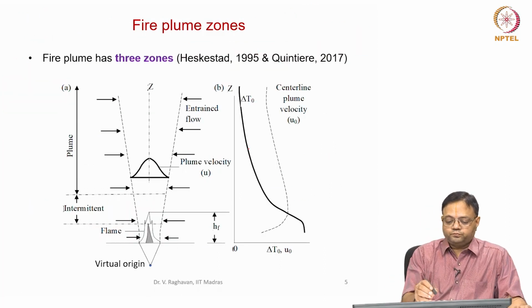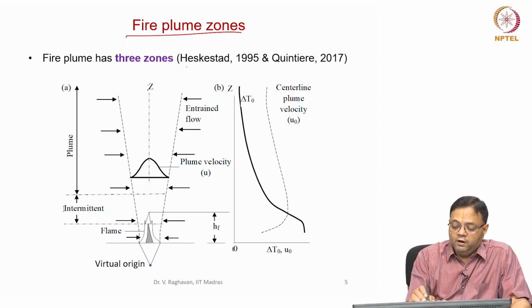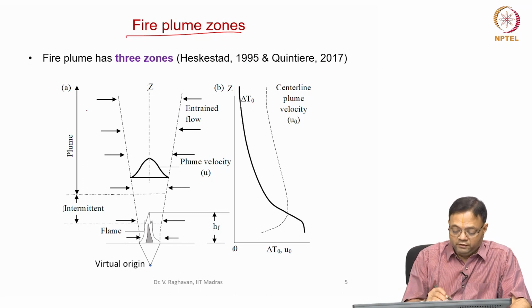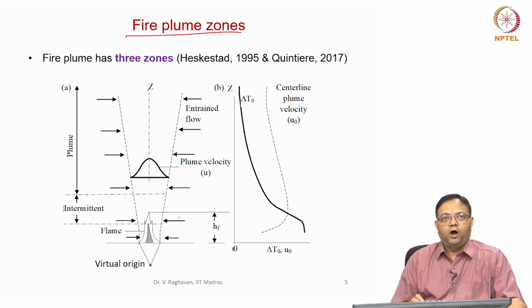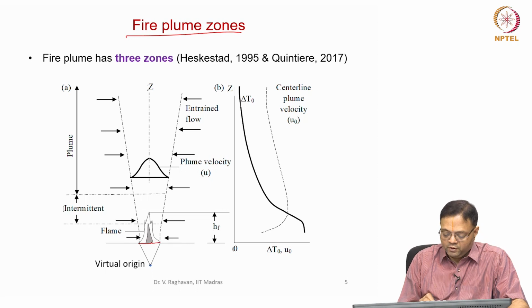Now, the zones of a fire plume will be discussed here. As per Quintiere in 2017 and Heskestad in 1995, this is a typical picture or schematic showing the zones in a fire plume. So, let us say this is the base of the fire. A fire is established here, and air entrainment comes from the ambient.